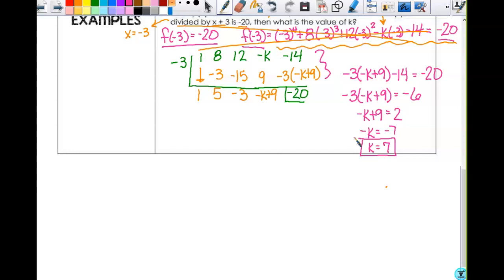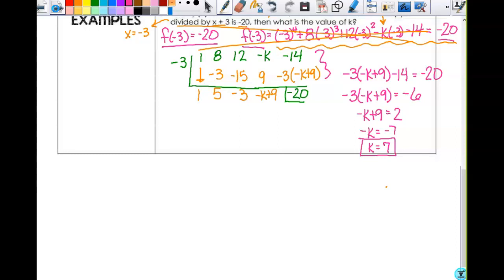And what questions do we have? Anything? We're all good so far? If you can do synthetic division, you can do this. You just have to make sure you read and know where you need to put things. If you can put stuff in the right places, it should be a piece of cake. Okay. All right, let's go to the next page.